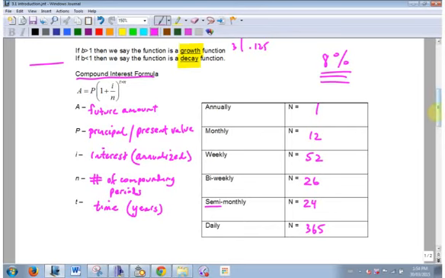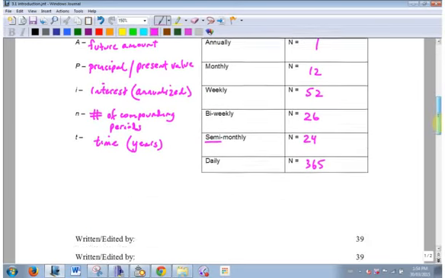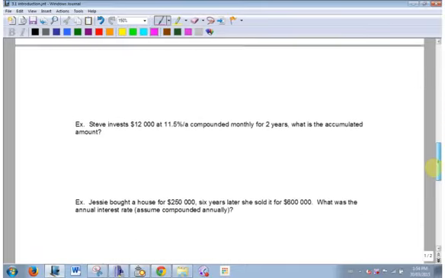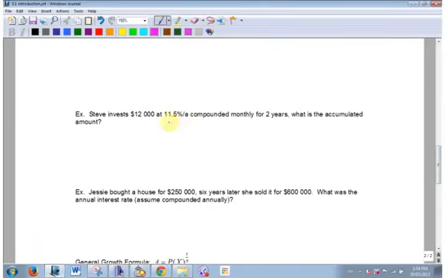Okay, so some examples. There's a formula. Steve invests $12,000 at 11.5% per year, right? But this is understood. You don't even need that. If it says 11.5%, that means per year. But this is compounded monthly. Let's write this right here, right?